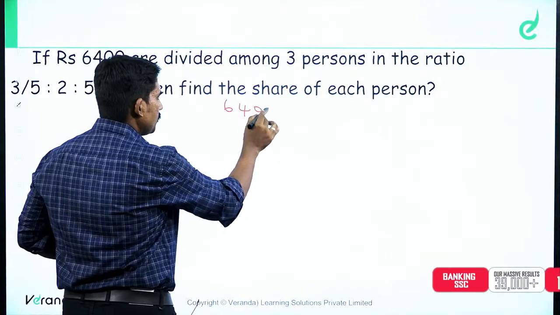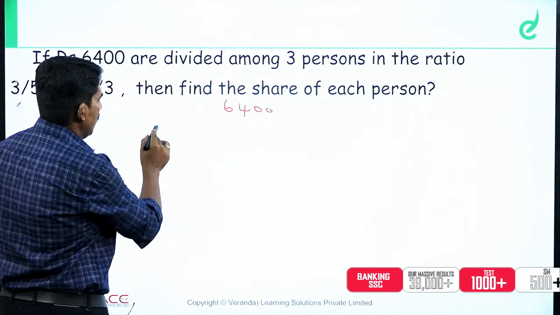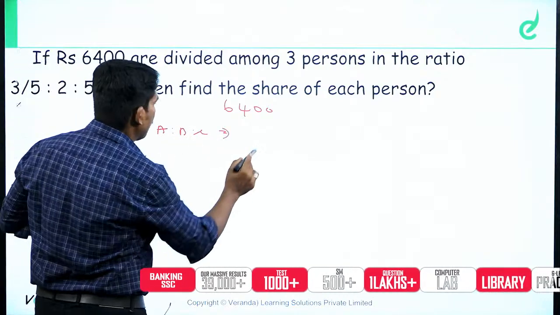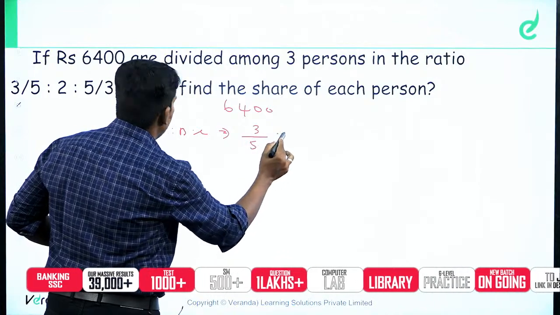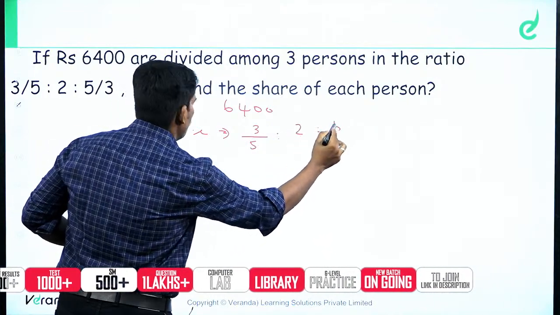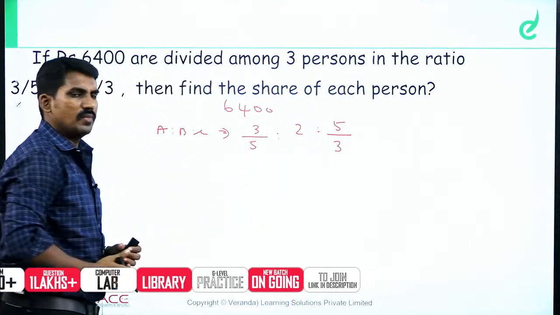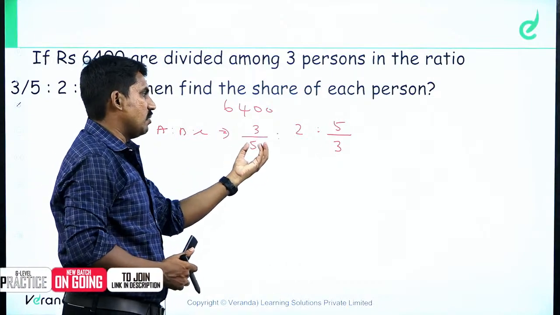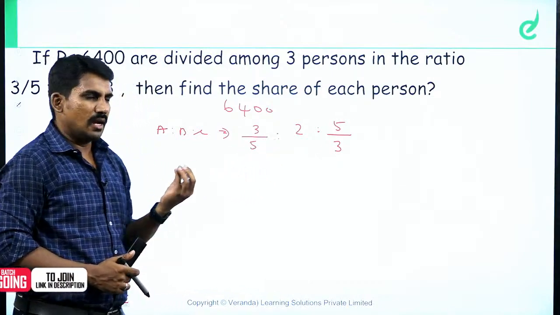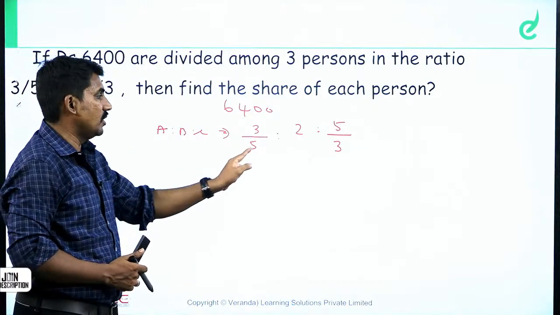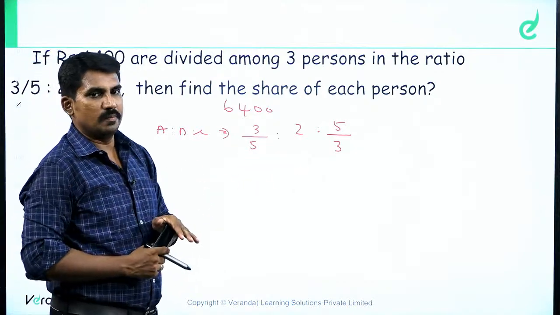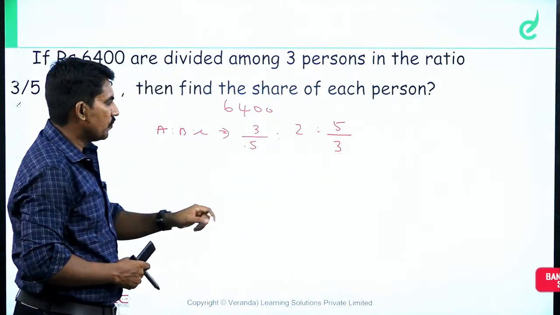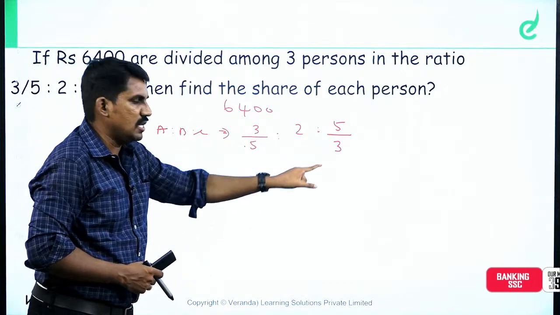Therefore, 6,400 is divided among 3 persons, we can take them as A, B, C. The ratio is actually given in fractions: 3 by 5 is to 2 is to 5 by 3. Now with this we can't solve the question. We can't add 3 by 5 plus 2 plus 5 by 3. First we have to convert this fraction into normal numbers. Therefore, we have to remove the denominators in the ratio, this 5 and this 3.